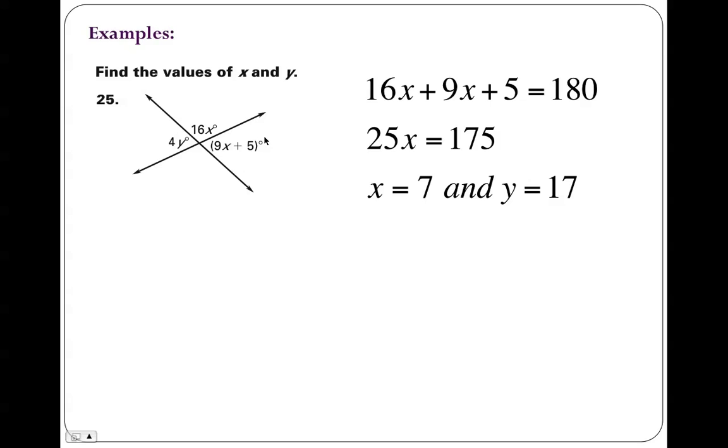Or you could have done it this way. You could have taken this 7 and put it in here. You could say 4y plus 16 times 7 equals 180. You could also get your y from that. So go ahead and try this same process, the same thought process, with number 26. Try to figure out how you would set this up using the same thought from that, and solve for your x and your y.